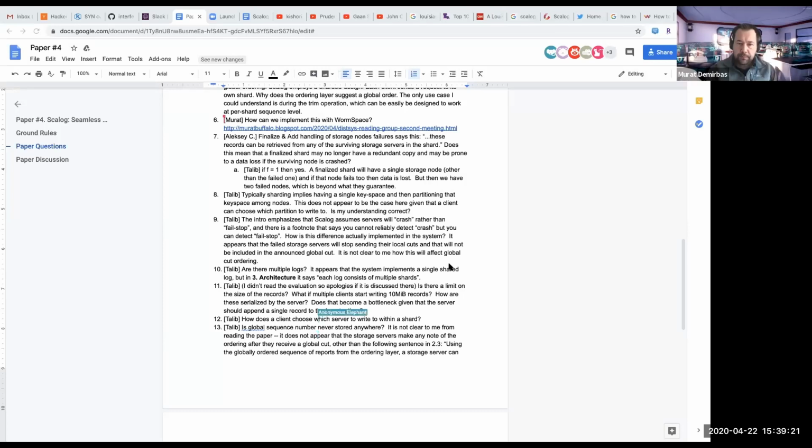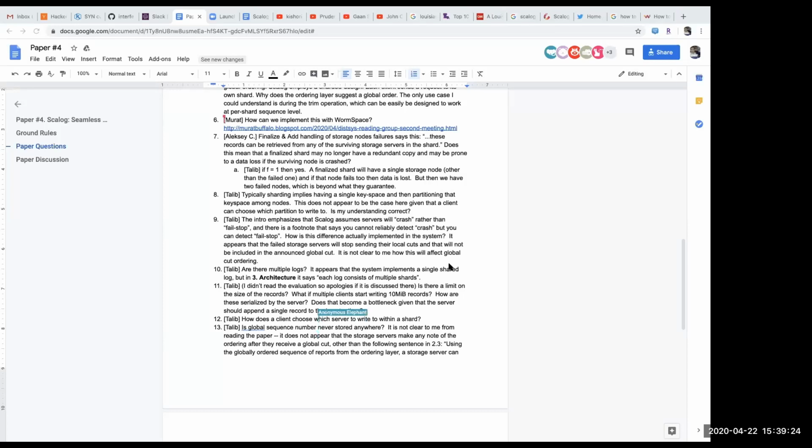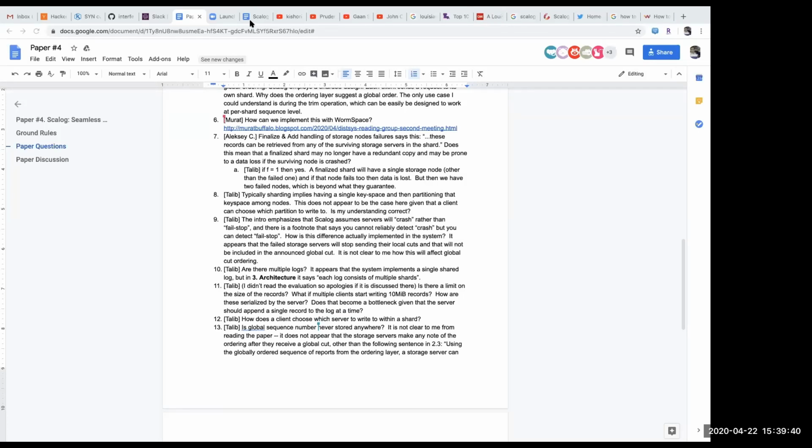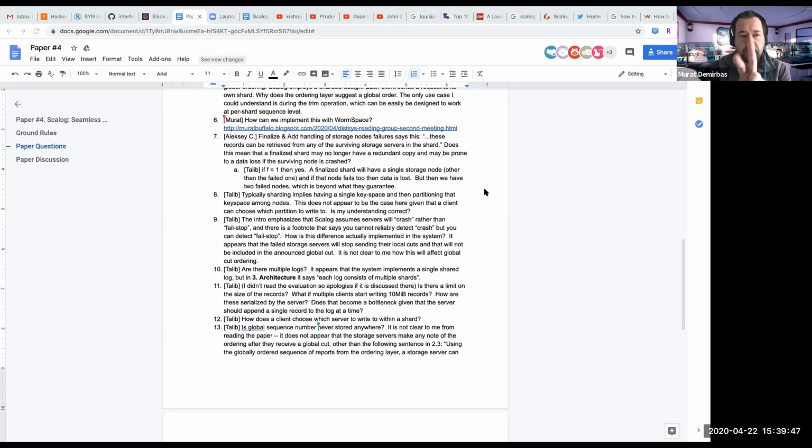Okay, question 12. How does a client choose which server to write to within a shard? I guess within a shard they write to the primary. No, any node is a primary, Murat. There is no single primary in a shard. You just pick a node, and for that operation it's going to be the primary, and then it's copied to the backups of the others using FIFO. I thought there was a dedicated primary in the shard. Per operation. Whatever node I contact is going to be the primary for that operation.